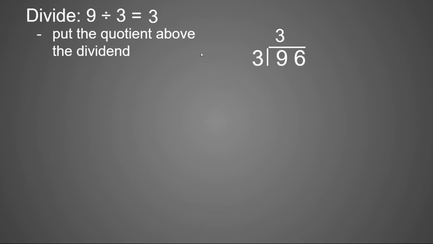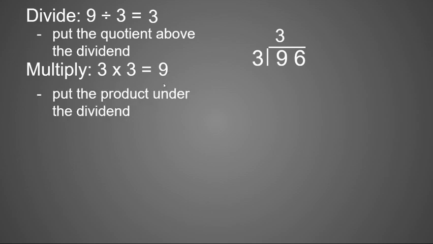Now, let's think of our song. Divide, multiply. Good. We're going to be multiplying. So we're going to multiply our answer, our quotient, times our divisor, our number that's on the outside. So 3 times 3 is 9. Now with that answer, that product, we're going to put the product under the dividend. So before we put it above, now we're going to go under.